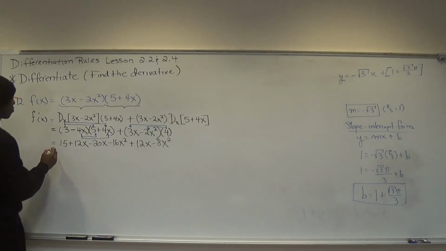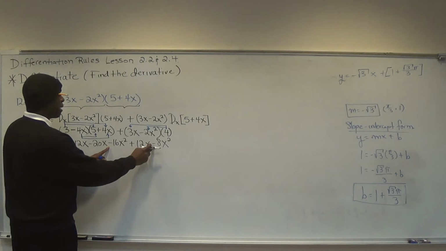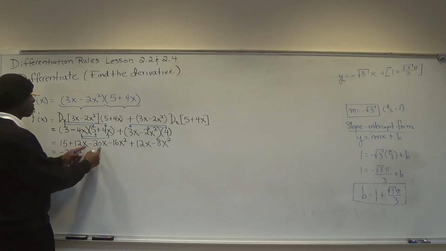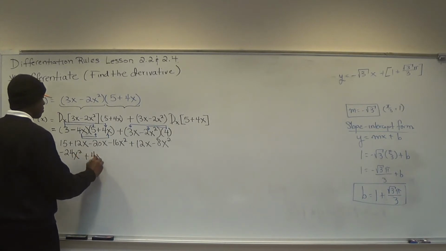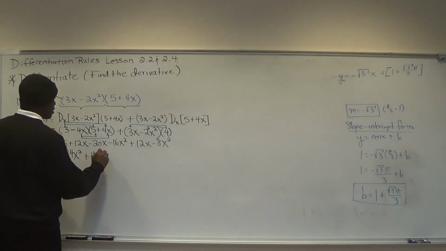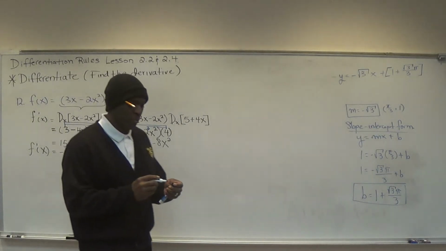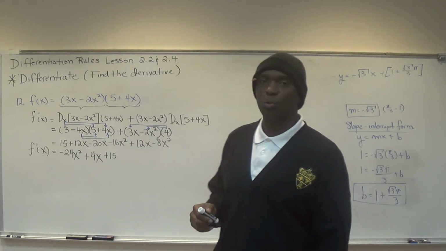Now combine like terms. Combine the square terms. A minus 16x, a minus 8x is a minus 24x squared. Now do the x's. 12x minus 20x plus 12x is going to give me a plus 4x. And bring down the plus 15, and there's my answer. That's the derivative. Okay? Let's do some more with the product rule.